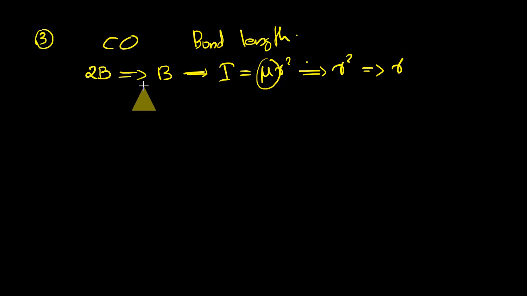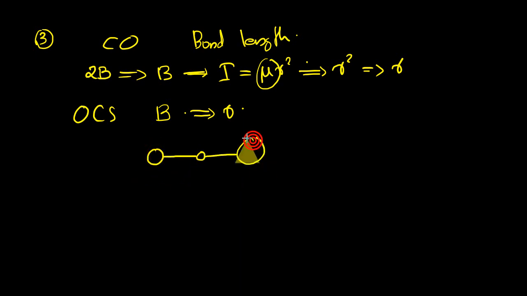But what is the case if we are measuring the spectrum of a triatomic molecule like OCS? Here also we will get a B value. But from that B value we can reach an R value. But what is that R value? That R value is the distance between the first atom and the last atom. Okay, and that is not the bond length. This is the distance between oxygen and sulfur. We actually wanted to get the oxygen-carbon bond length and the carbon-sulfur bond length.